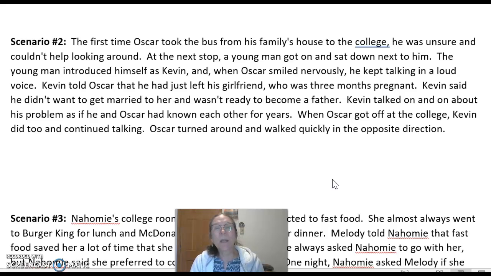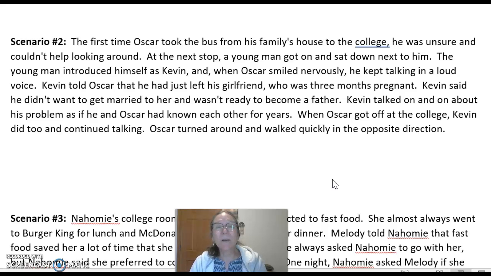Kevin told Oscar that he had just left his girlfriend, who was 3 months pregnant. Kevin said he didn't want to get married to her and he wasn't ready to become a father. Kevin talked on and on about his problem as if he and Oscar had known each other for years. When Oscar got off at the college, Kevin did too and continued talking. Oscar turned around and walked quickly in the opposite direction.